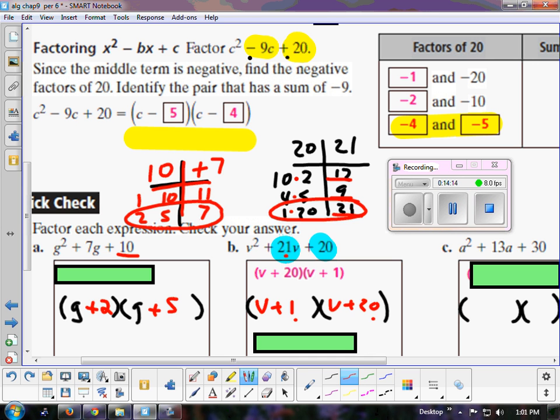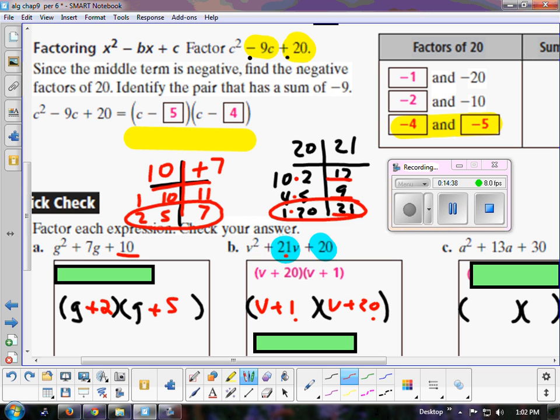Okay? So let me ask on the next one, what two numbers, well, first of all, what do we want to multiply to equal the last number? Spencer. What do I want to multiply to equal? 13 or 30? Which number do I use for my multiples? For my factors, I should say.